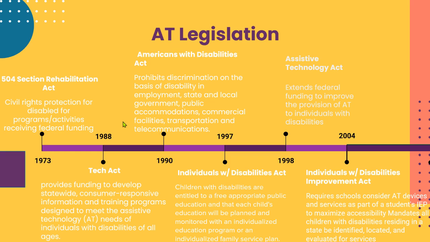We also have the Individuals with Disabilities Education Act, very famous legislation recognized by many educators, that entitled children with disabilities to a free and appropriate education with programs and services individualized to them and their service needs and plans. The Assistive Technology Act is a reauthorization of the Tech Act that included extended federal funding and provision of assistive technology for those with disabilities. The Individuals with Disabilities Education Act was reauthorized again in 2004 to include more AT devices and services for students with disabilities.